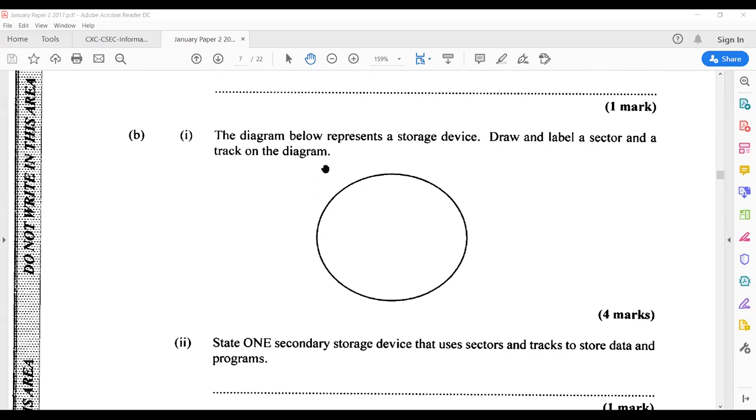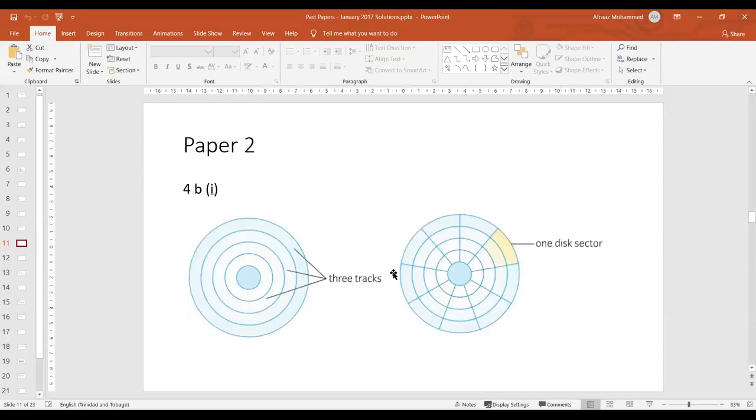Okay, so we have a diagram here, an oval, which represents a storage device. Draw and label the sector and track on the diagram. Right, so basically for this, I'm just going to share another document here. Basically for this, you would draw a diagram like this, right? You'll see the PowerPoint presentation. You'll see the answer there. So the tracks are the concentric circles, right? A sector is a portion of the track. Everybody clear on that? Any questions on it?